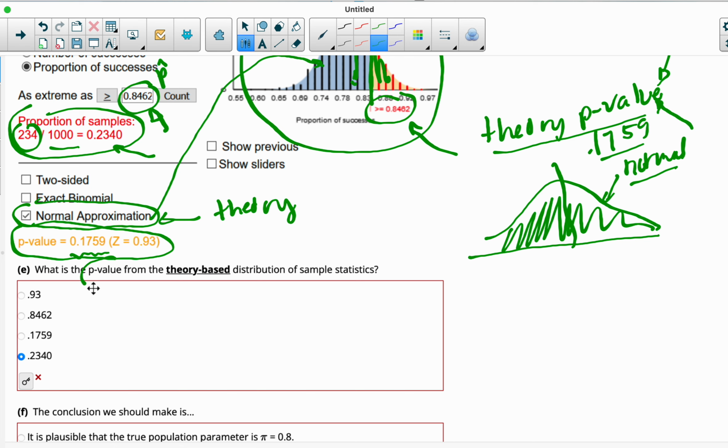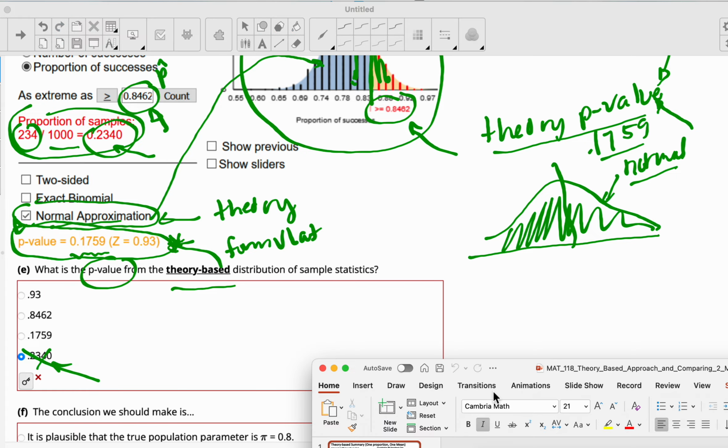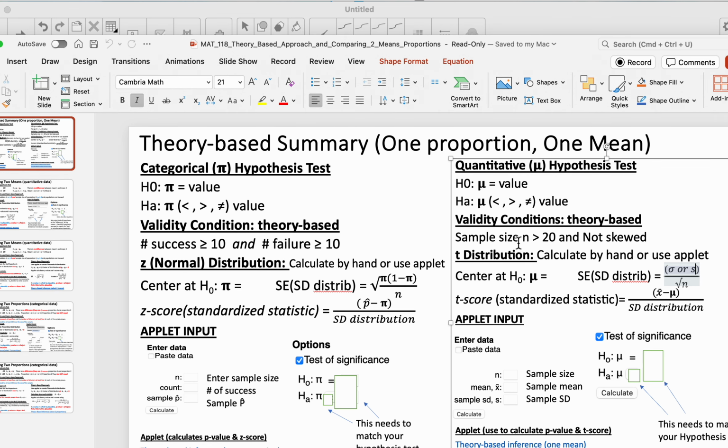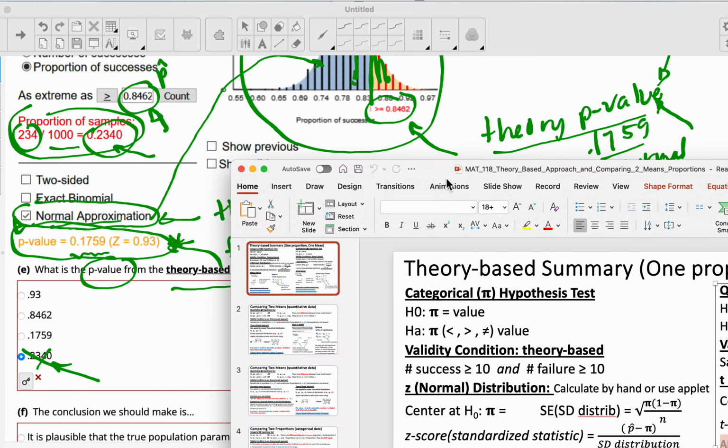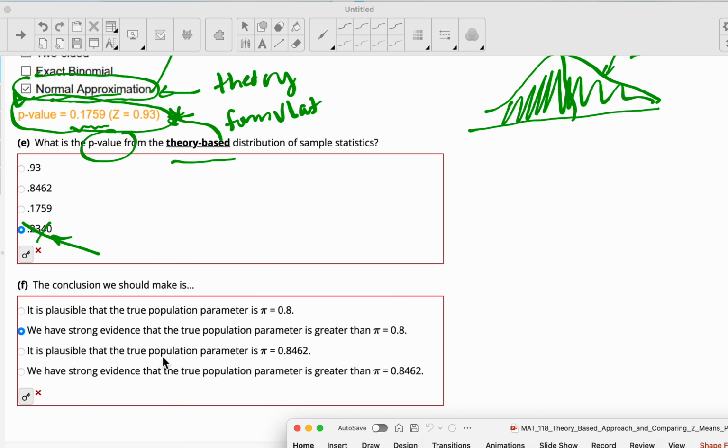So when we come down here, the p-value from the theory-based approach means I want to take this one down here because I used a normal approximation. This value here did not come from adding up how many dots out of 1,000. This one here is my theory-based approach. It used that formula to come up with the p-value. So it's using this information here to come up with a p-value. But you get both of them in the same graph.